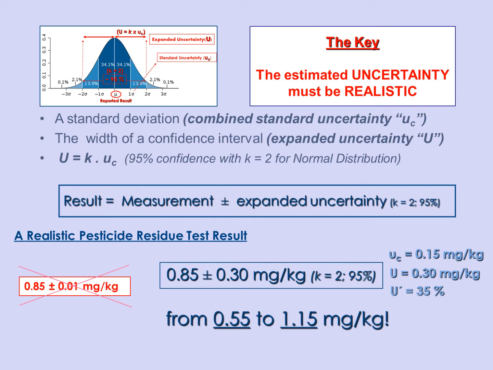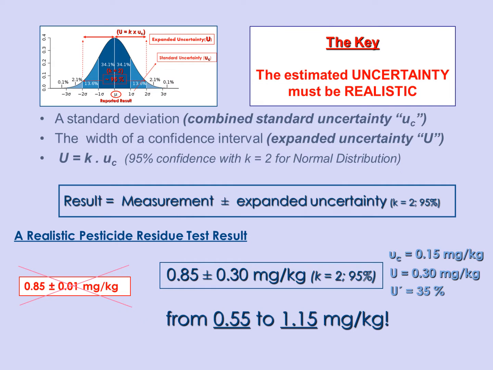Undoubtedly, the quality of a result is much higher when it is reported with its uncertainty, because it presents a previously fixed high level of confidence. But this will have reduced or potentially no value if the estimated uncertainty is not realistic. So this is the key. The estimated uncertainty must be realistic.